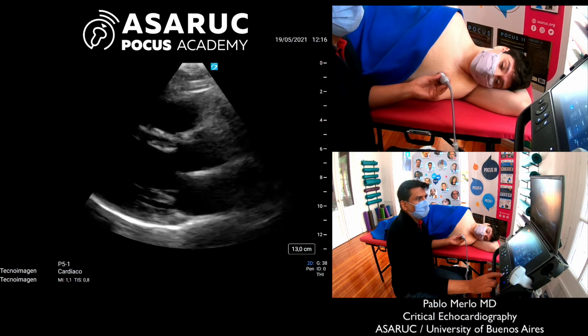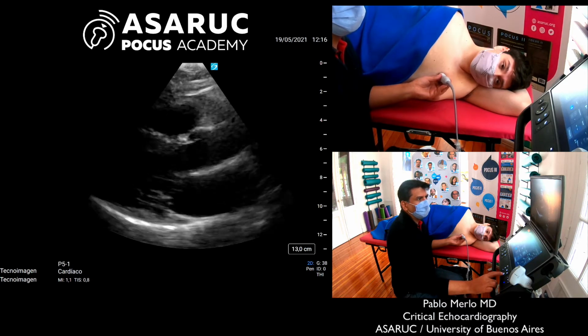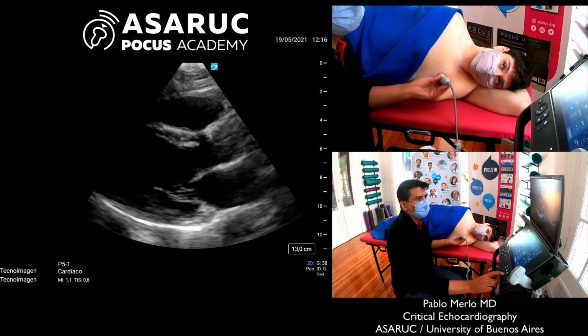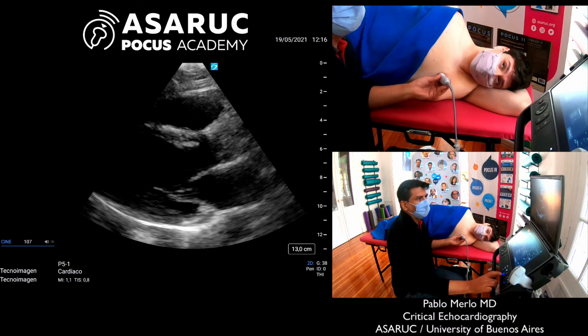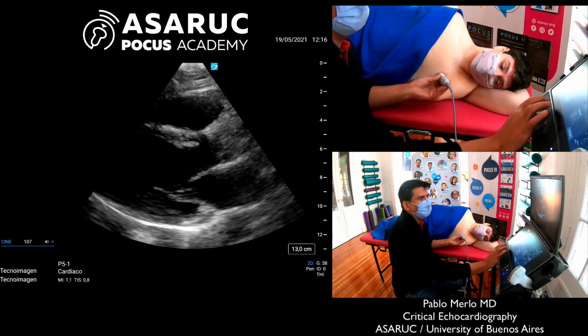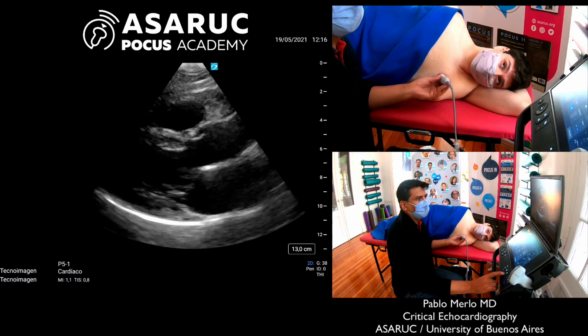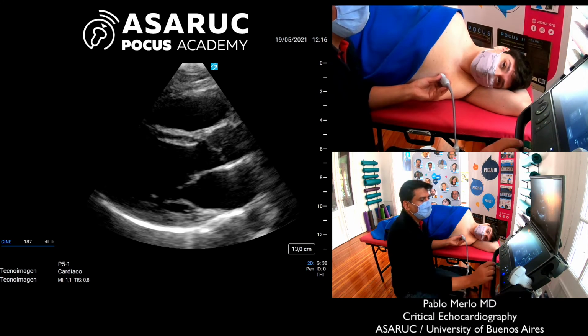Please remember that then you will have to convert outflow tract diameter into outflow tract area, so that when you multiply it by the aortic VTI, that is, velocity time integral, which we measure in the apical 5-chamber view, you will be able to obtain the stroke volume.